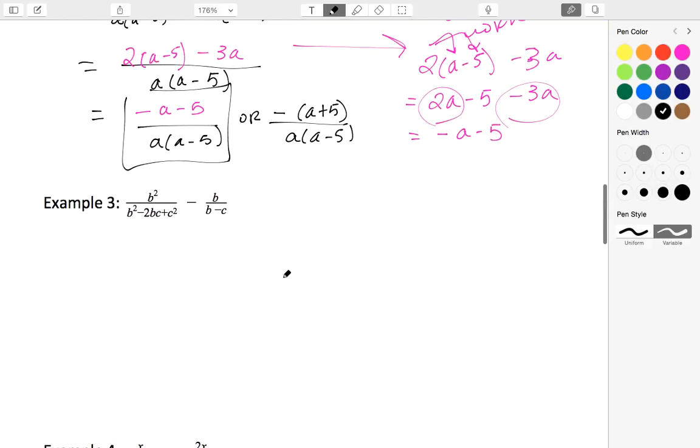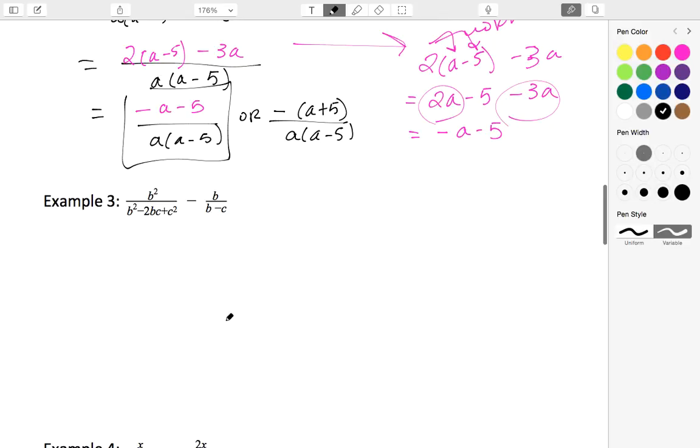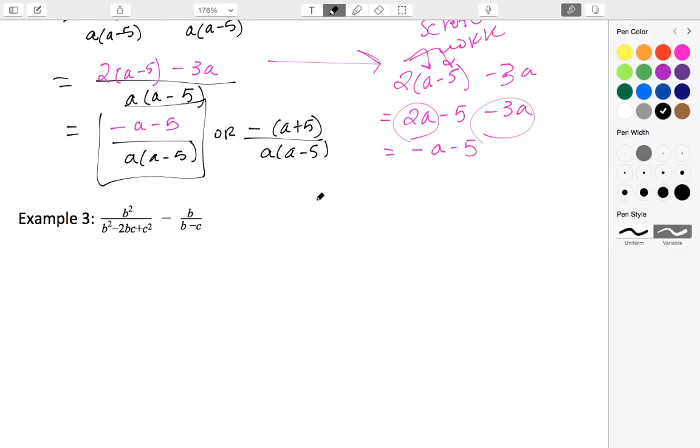All right, example 3, a couple more examples. Example 3 is a little more complex, but it is no big deal. So we have to find the least common denominator, right? So this is the one where you have to follow step 1 by factoring, okay? So this was b squared minus 2bc plus c squared. We need to actually factor that before we find the least common denominator. So b squared minus 2bc plus c squared.